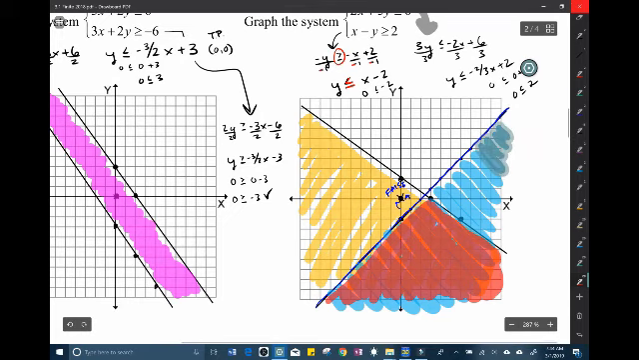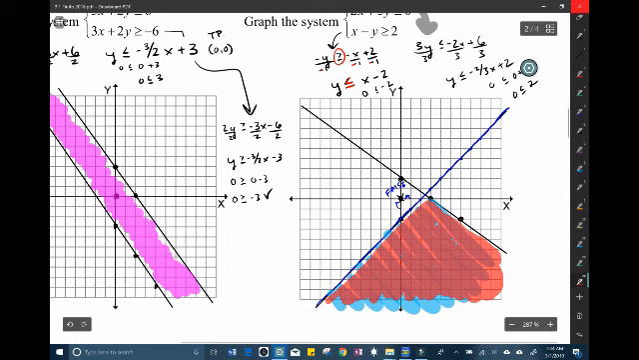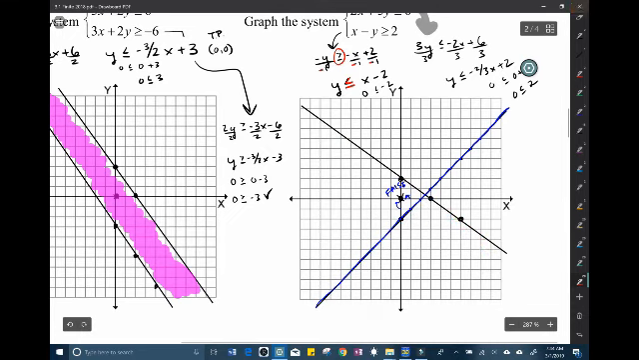Okay, it can be tricky with this test point stuff, so try these problems and you should again be doing your homework and trying them out. Okay, and just remember it was all down here.